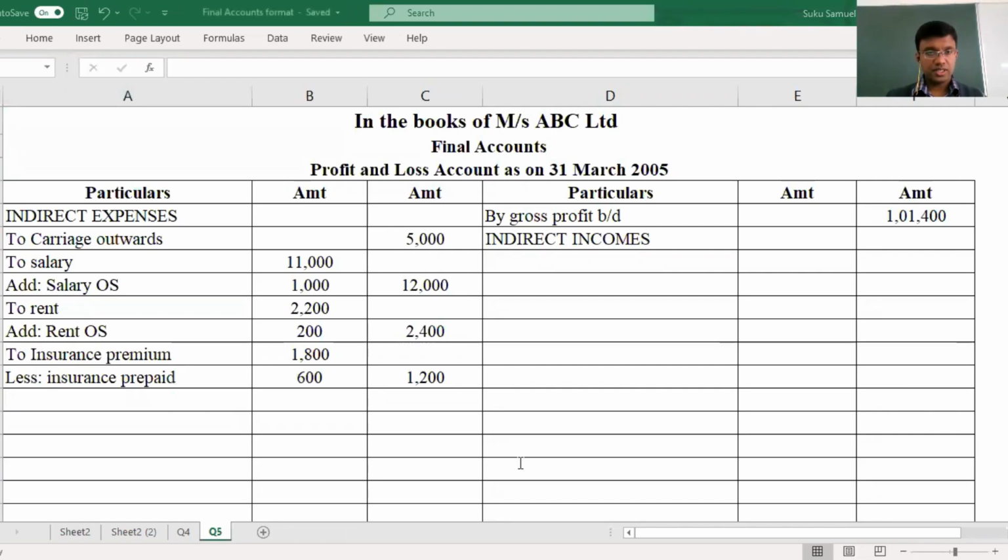We have considered insurance. Next item that we have is bad debts, and bad debts also we have considered. Bad debts is, sorry, an indirect expense which goes into your profit and loss account. That has also been considered. Then you have discount, and here it is discount allowed, so it will fall on your debit side.